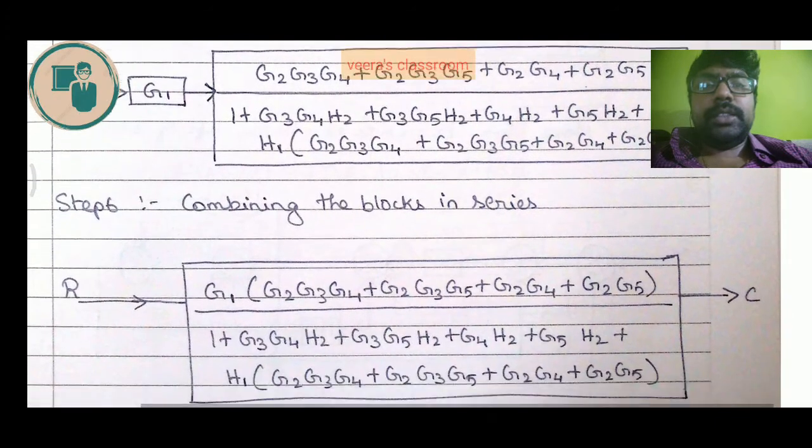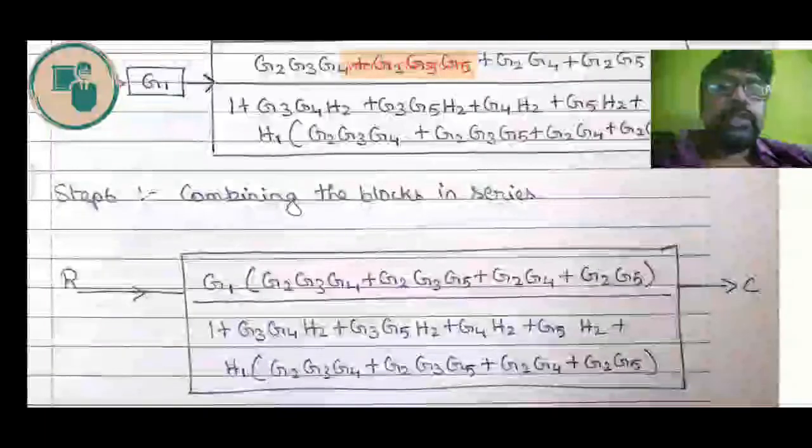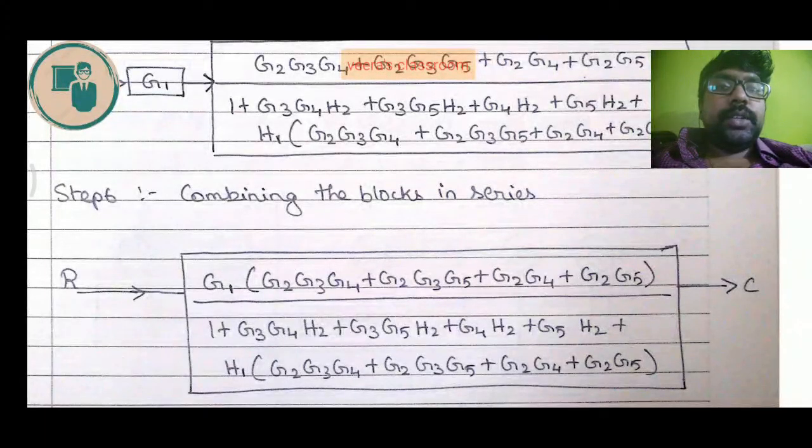So the final answer is going to be G1 into G2 G3 G4 plus G2 G3 G5 plus G2 G4 plus G2 G5 whole divided by 1 plus G3 G4 H2 plus G3 G5 H2 plus G4 H2 plus G5 H2 plus H1 into G2 G3 G4 plus G2 G3 G5 plus G2 G4 plus G2 G5. So we found the answer.